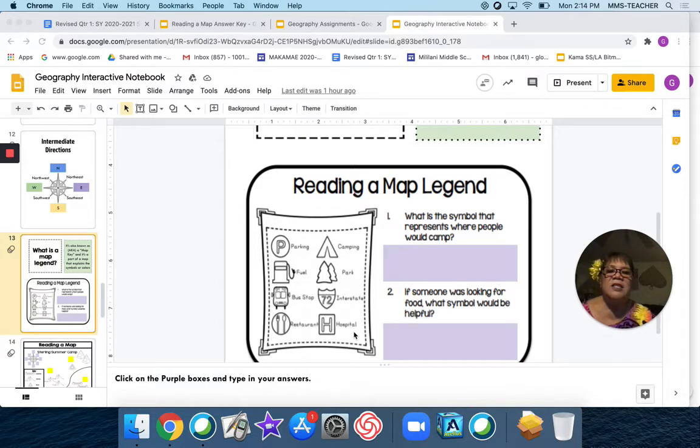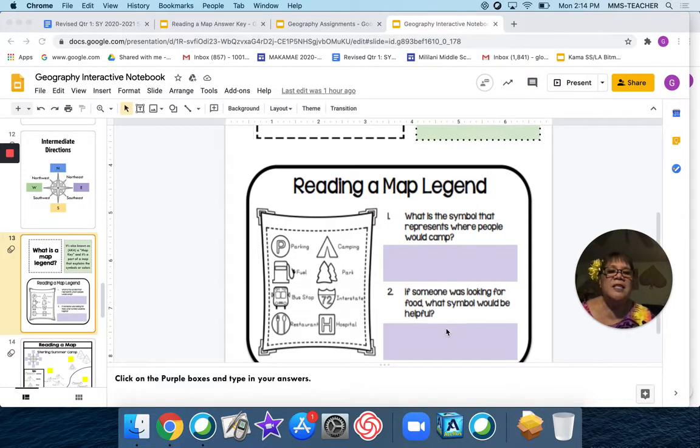Okay? So your first question is, what is the symbol that represents where people would camp? So looking at these 8 symbols, which symbol represents where people could camp? If you look at it, you would see this symbol that says camping. So you would draw that symbol on this purple box.